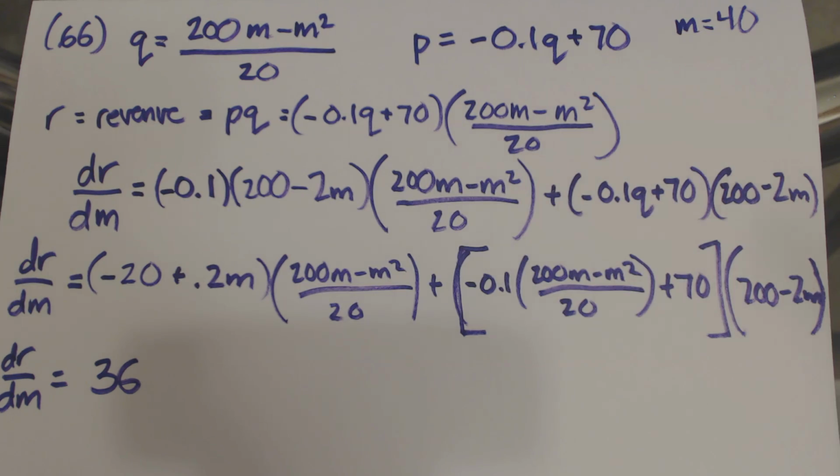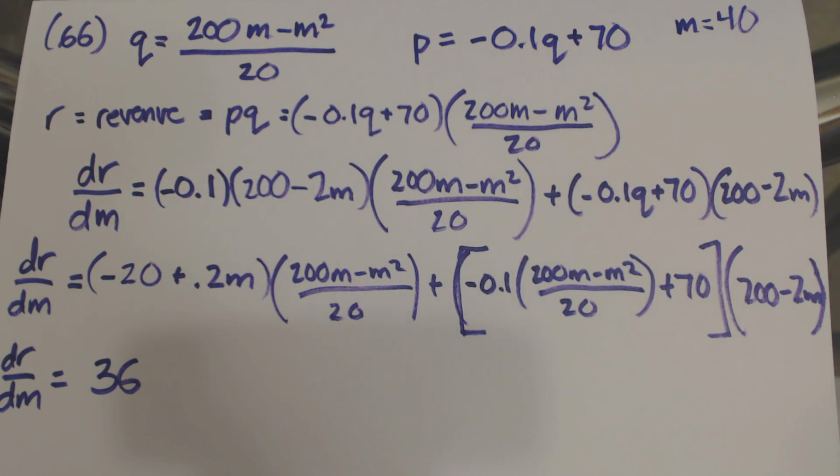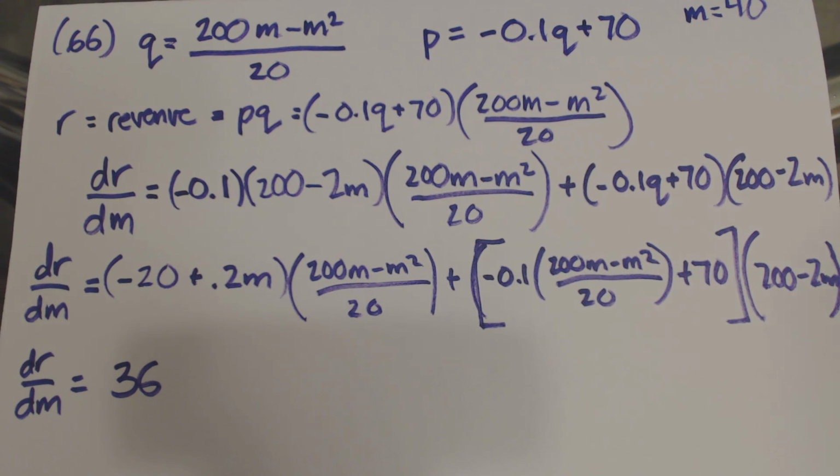I won't give you a problem like this in the exam. It requires a lot of math, and I want you to learn the chain rule here. I don't want you to just get all frustrated doing really complex problems like this. So with this problem, the answer is 36.